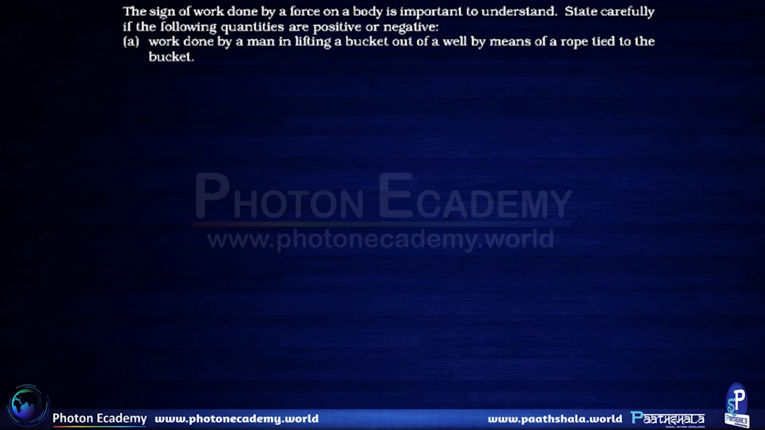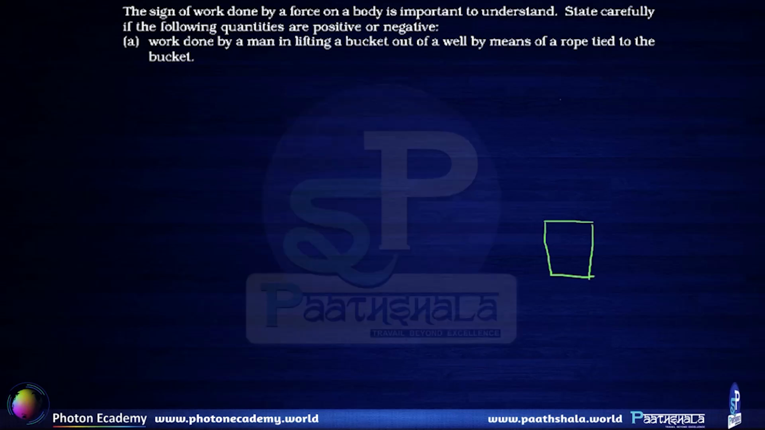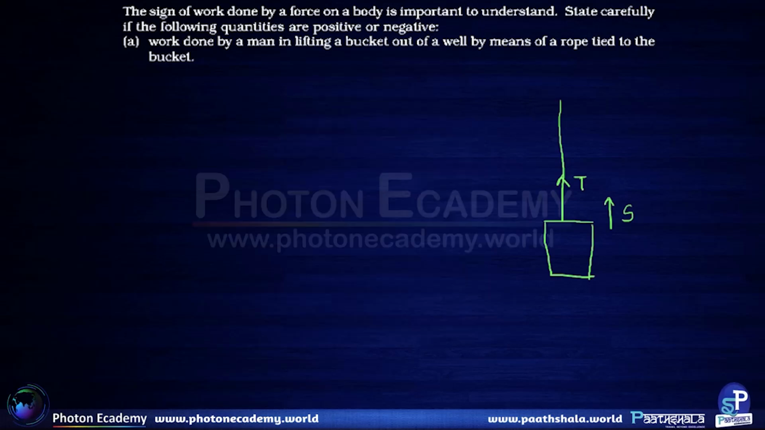Suppose the bucket is like this, and there's a rope which is tied to this bucket. So the bucket is coming out of the well. So its displacement is in an upward direction, and a tension force is acting on it, and it is along the direction of displacement.